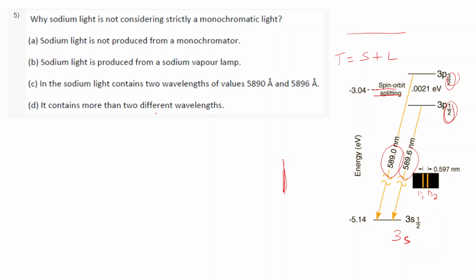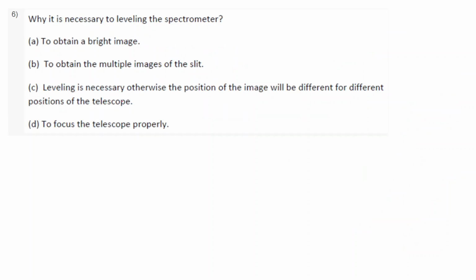Here the correct answer is C. Because it is constituted of these two wavelengths, we don't consider the sodium source to be strictly monochromatic. Okay, so the sixth question is, why is it necessary to level the spectrometer?